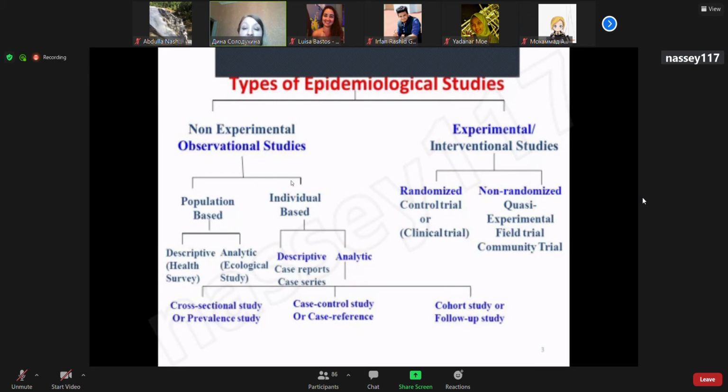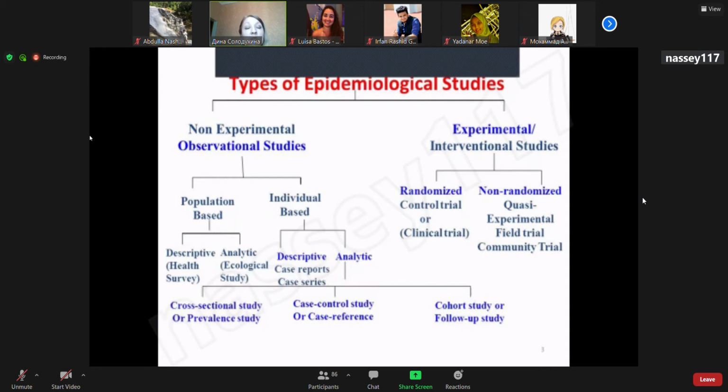Still, if you look at the two groups into which experimental studies fall, they are controlled randomized trials or non-randomized, what we call quasi-experimental community field trials. And the crucial difference between them is the word here, randomized or non-randomized. In other aspects, they have a lot of similarities, and it doesn't matter if it is randomized or non-randomized, they have an intervention which we will apply.